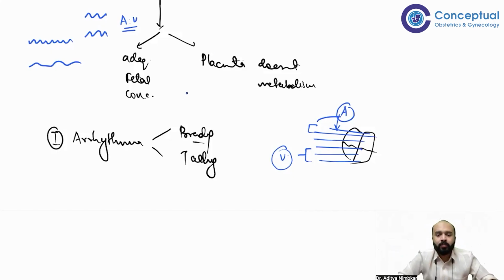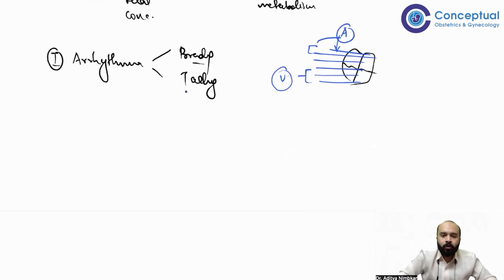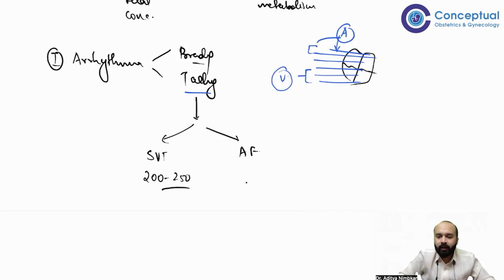Now, when I talk about arrhythmias, first I'll talk about tachyarrhythmia. When I talk about tachyarrhythmia, I can have two possibilities: one is supraventricular tachycardia, or I can have atrial flutter. In supraventricular tachycardia, the fetal pulse is going to be between 200 to 250, whereas in atrial flutter, it is going to be between 300 to 500.